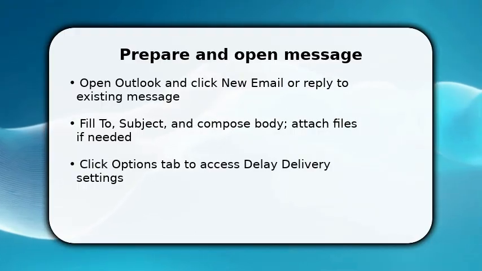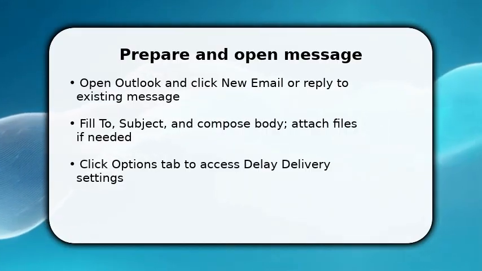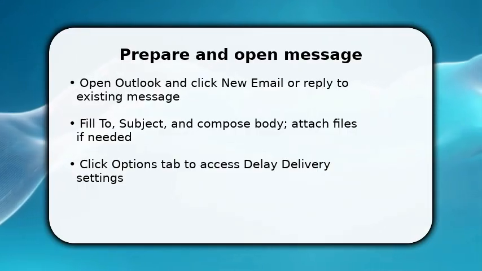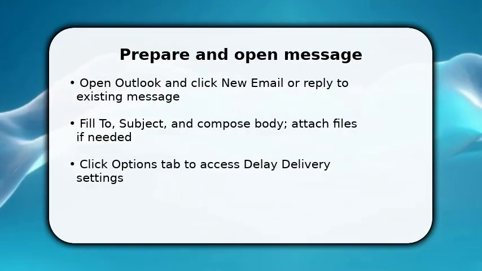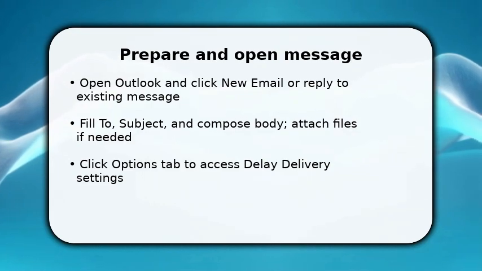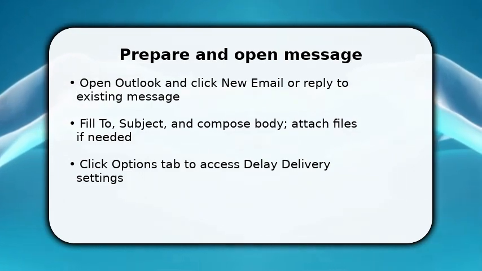Make sure you're using the desktop Outlook app. Web and mobile have different steps. Click Delay Delivery to open the Properties dialog. You'll see a Delivery Options section where you can set a precise send time. This initial action puts you in control of exactly when Outlook will attempt to send the mail.